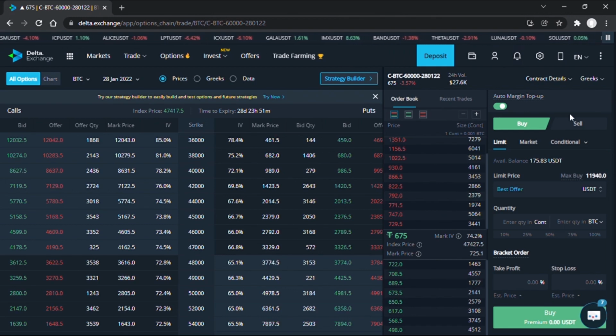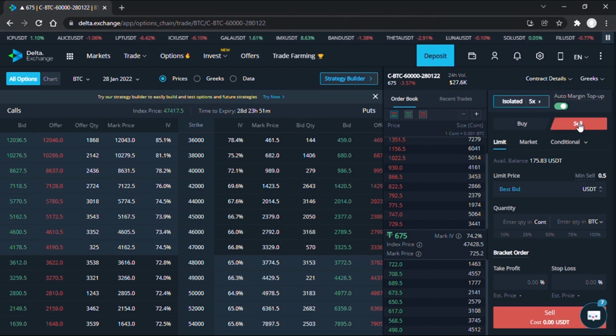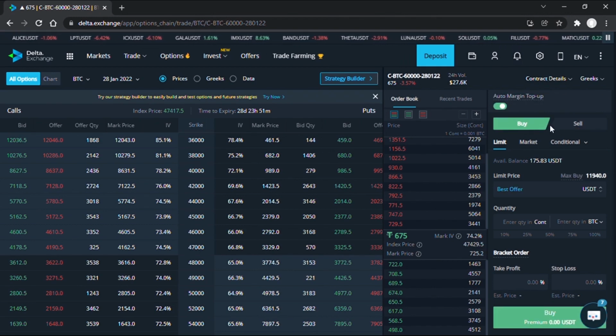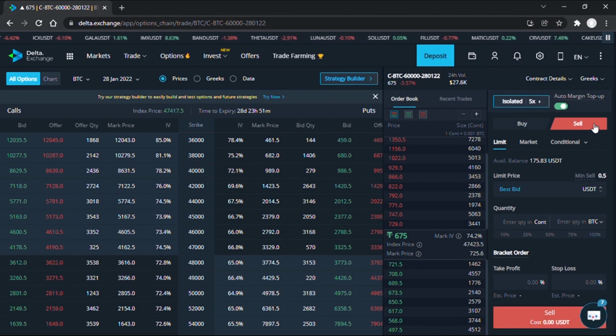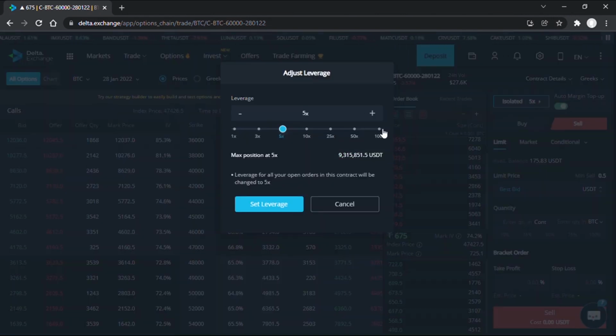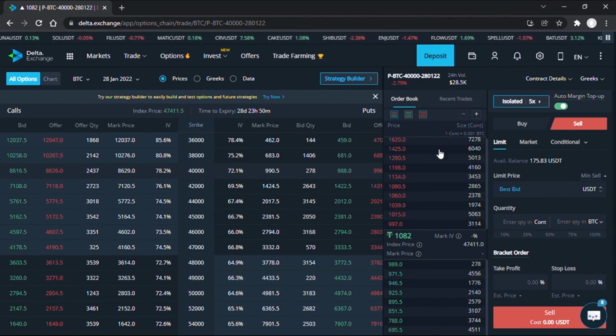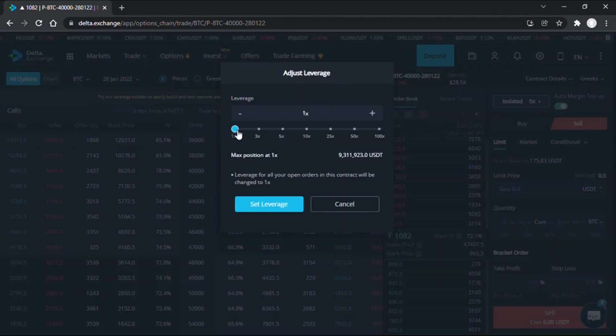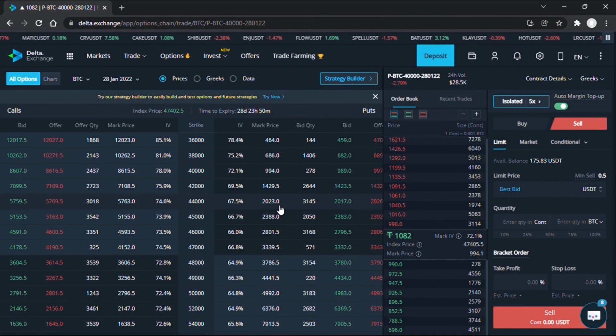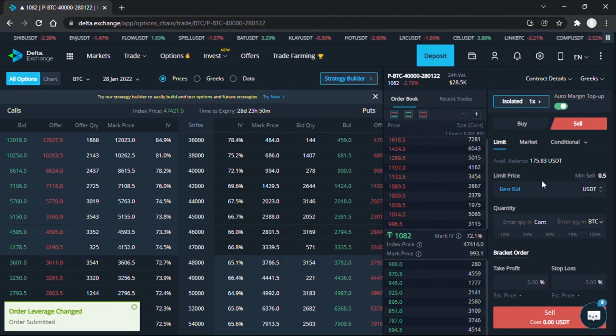Coming to the margins part, if you're going with option buying, then there are no issues, you will pay the premium directly. If you're going with option selling, that's where you will require the margin amount. Delta Exchange is offering up to 100x margin. For example, let's see how much money is required to sell one option. I'm selecting the 40,000 put option we have here, and I'm going to sell it. I'm not taking any margin, I'm just clicking at 1x and setting the leverage, and the margin is set, and I'm going with a market order.